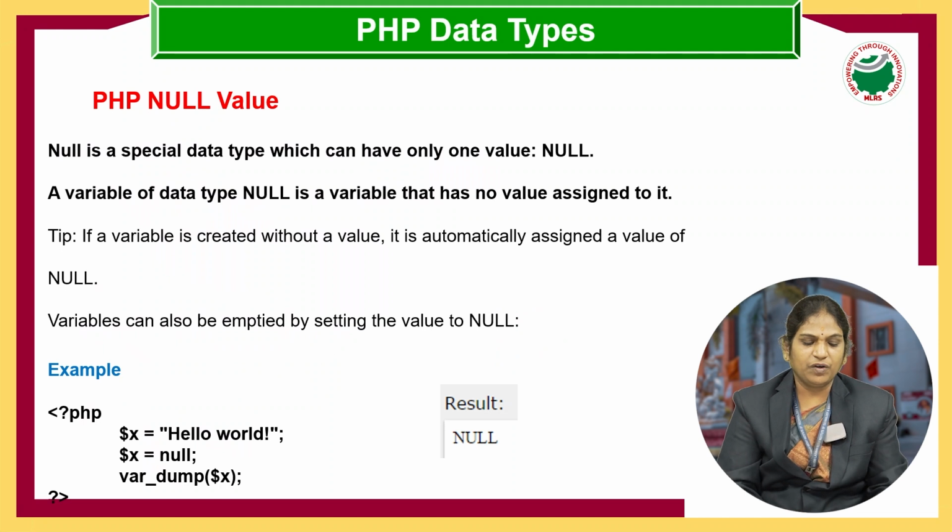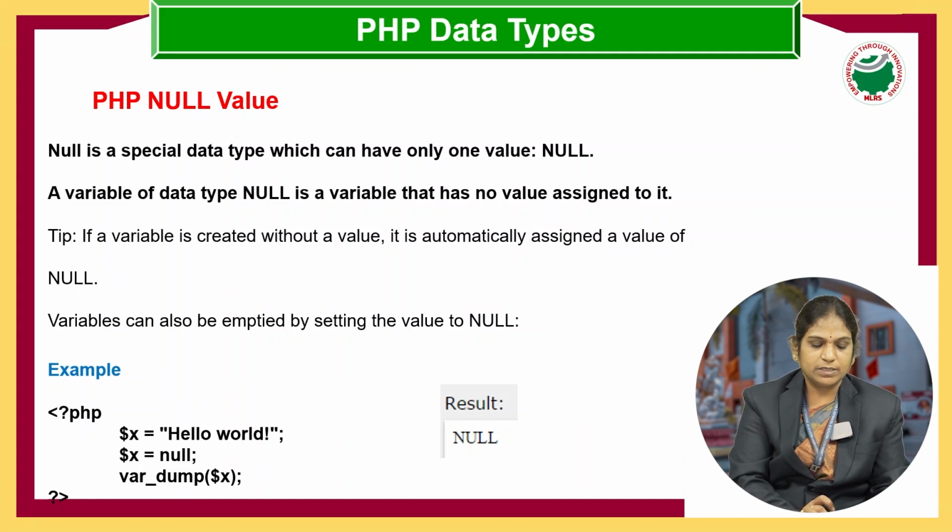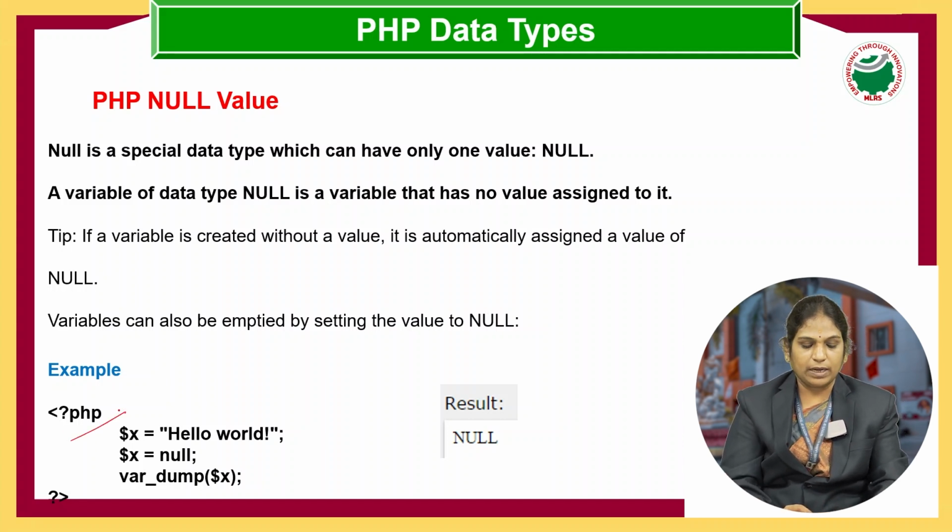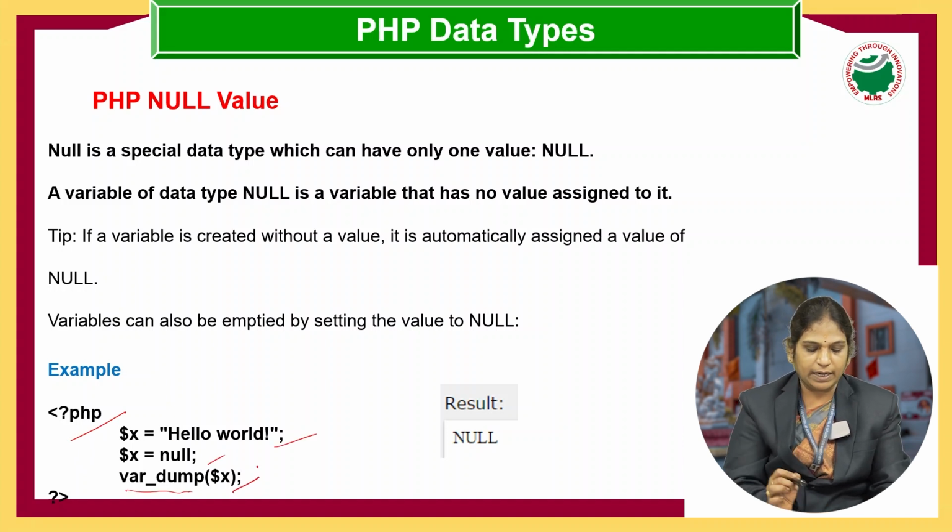And null value. What does null value indicate? Which has nothing, or which can have only one value, that is null, and its variable has no value assigned to it. So for example, let us see the example. PHP $x equal to hello world, $x equal to null, and var_dump of $x.